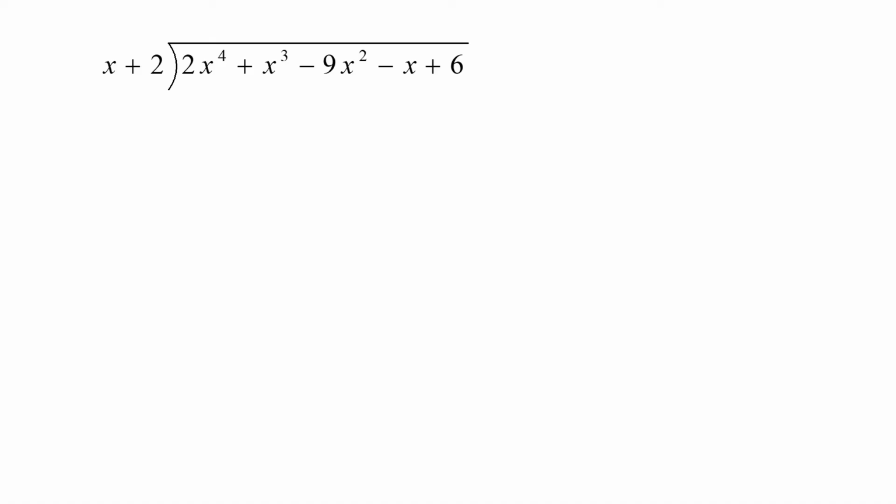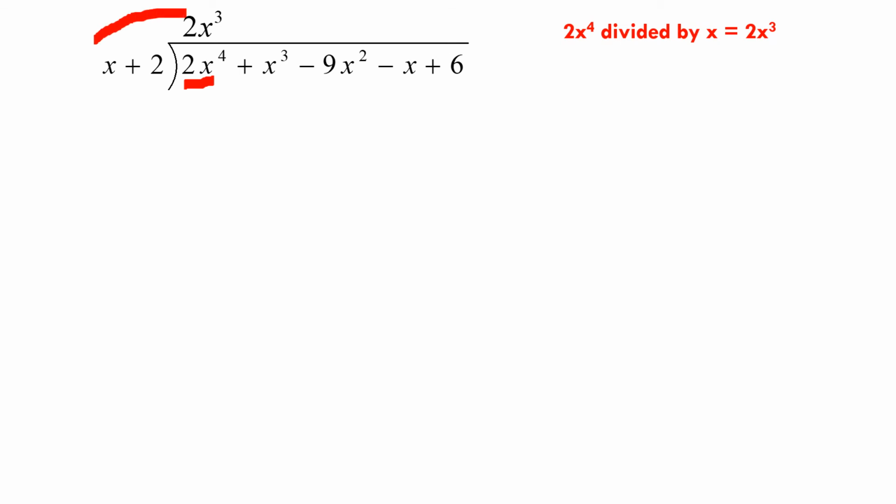Okay, let's solve problem number 3. Now, remember, meron tayong 4 steps in dividing polynomials. So, first step is to divide. Sunod ay multiply, subtract, and then bring down. Start tayo dito sa ating problem number 3. So, 2x raised to 4 divided by x will give us 2x cubed.